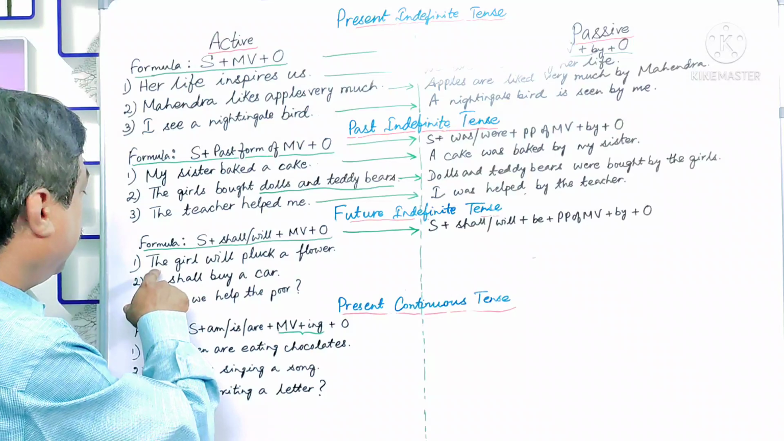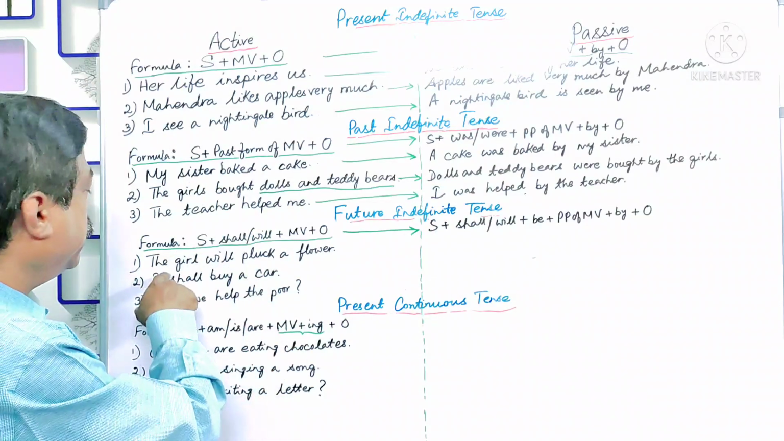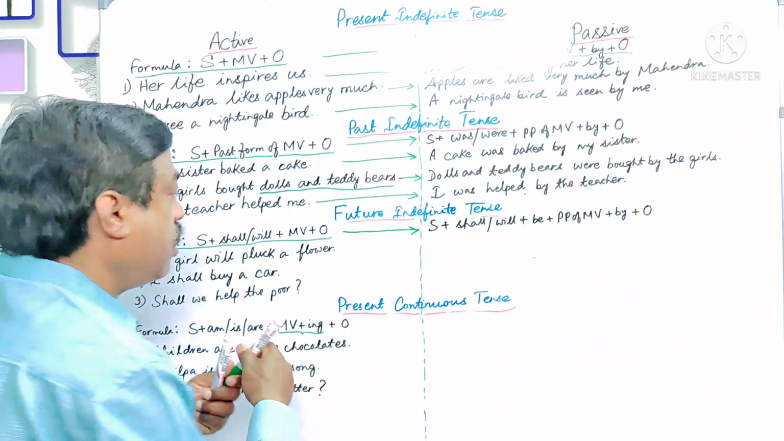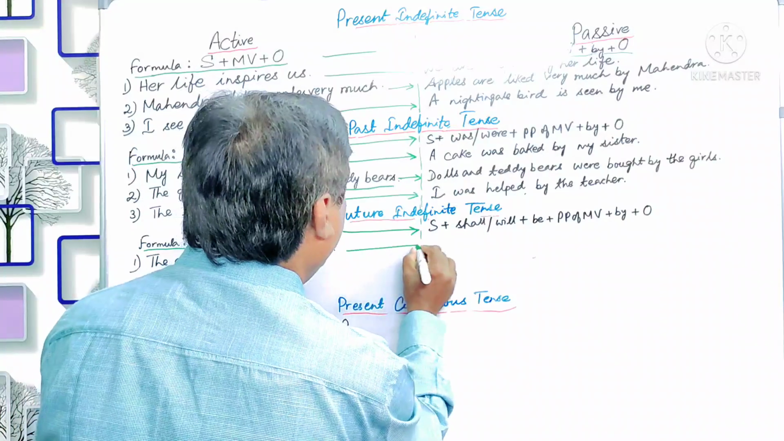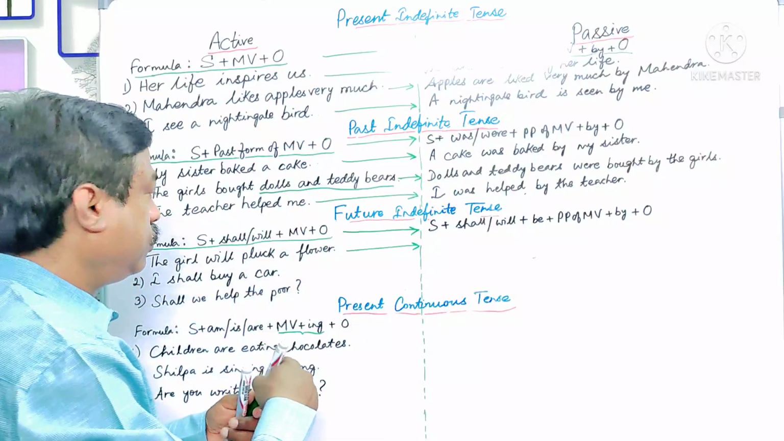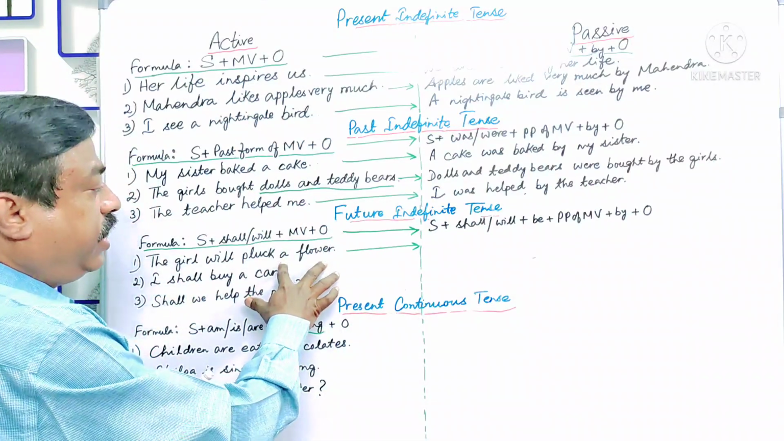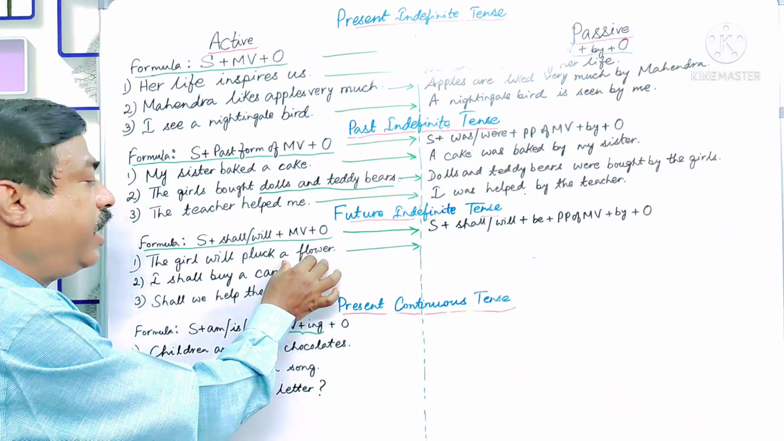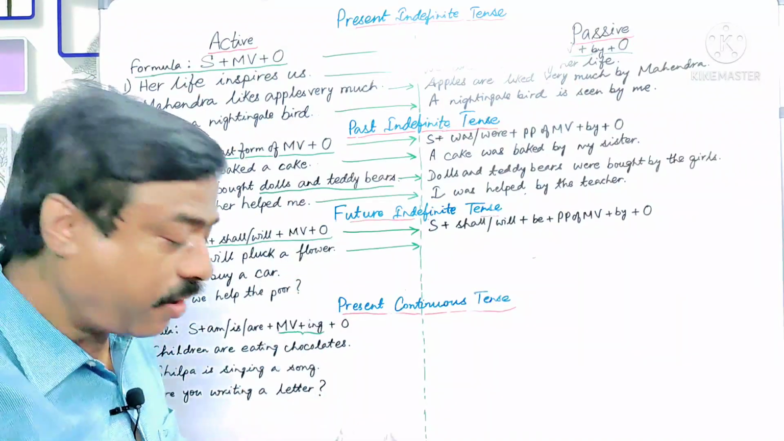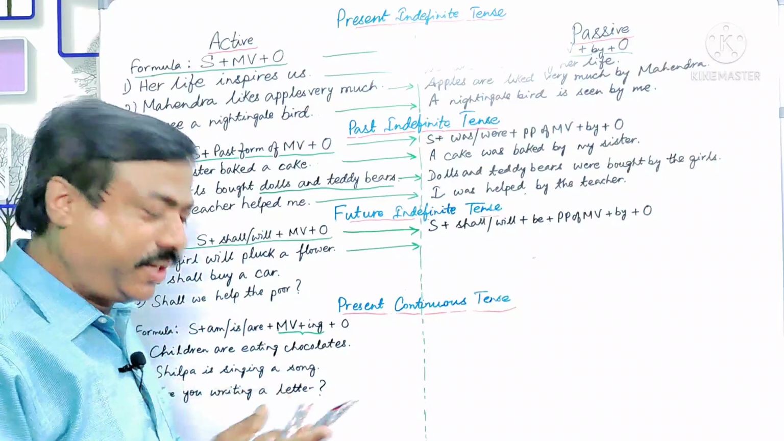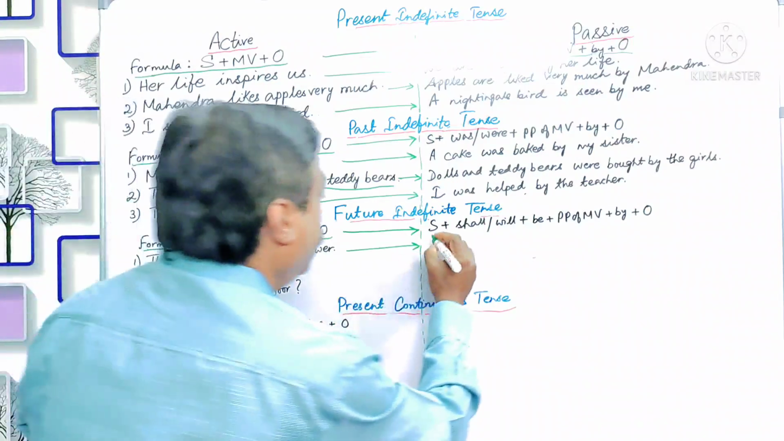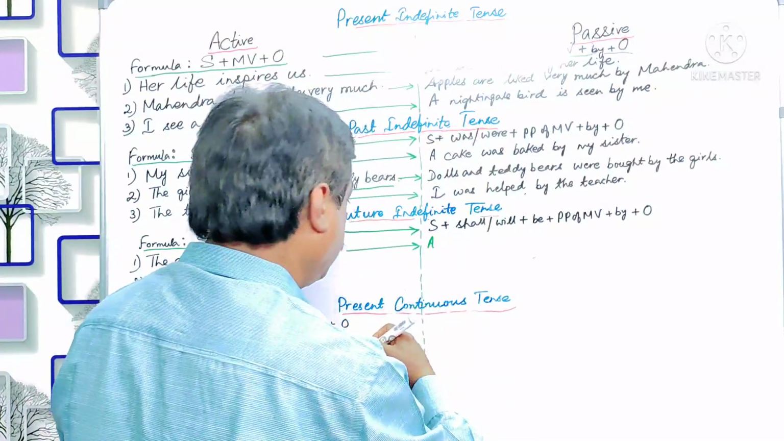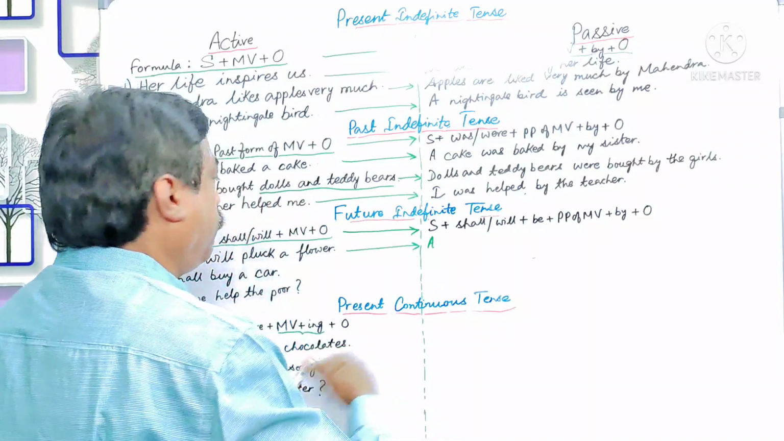Now it comes to the sentence in the active voice. It's written, the girl will pluck a flower. Here you see flower is the object here, but it's preceded by an article a. So you can't omit that one. A should be written. A flower.